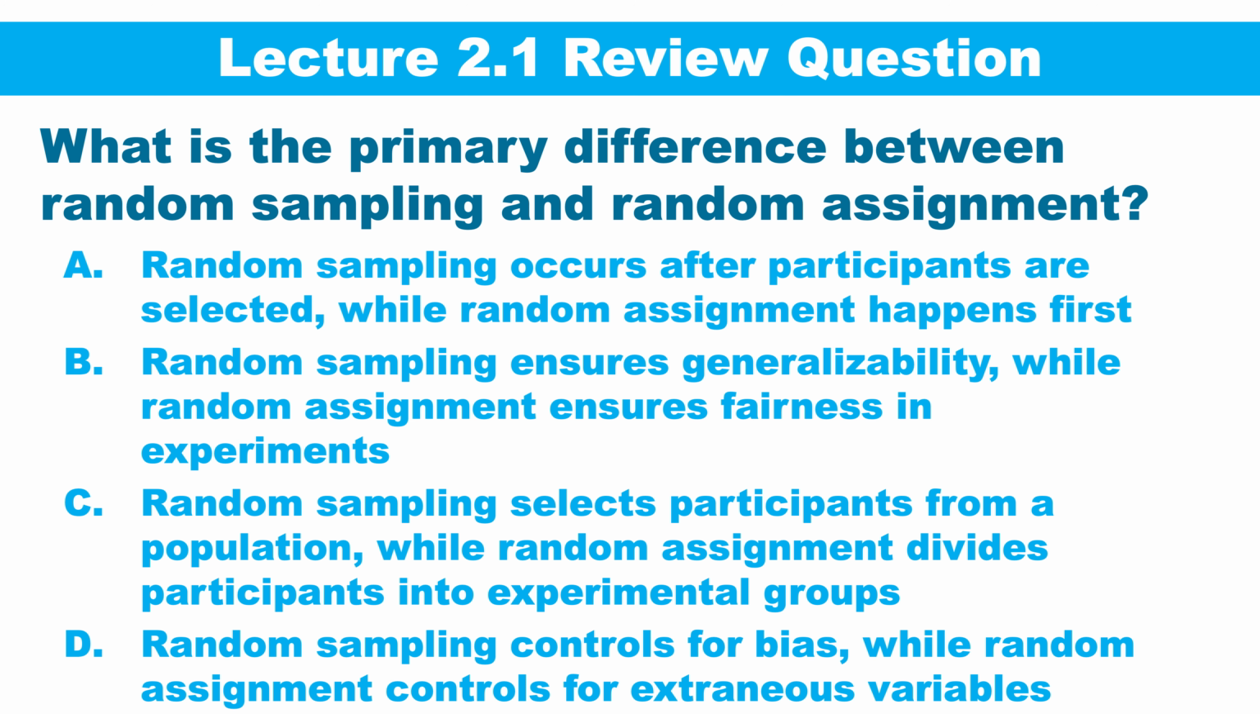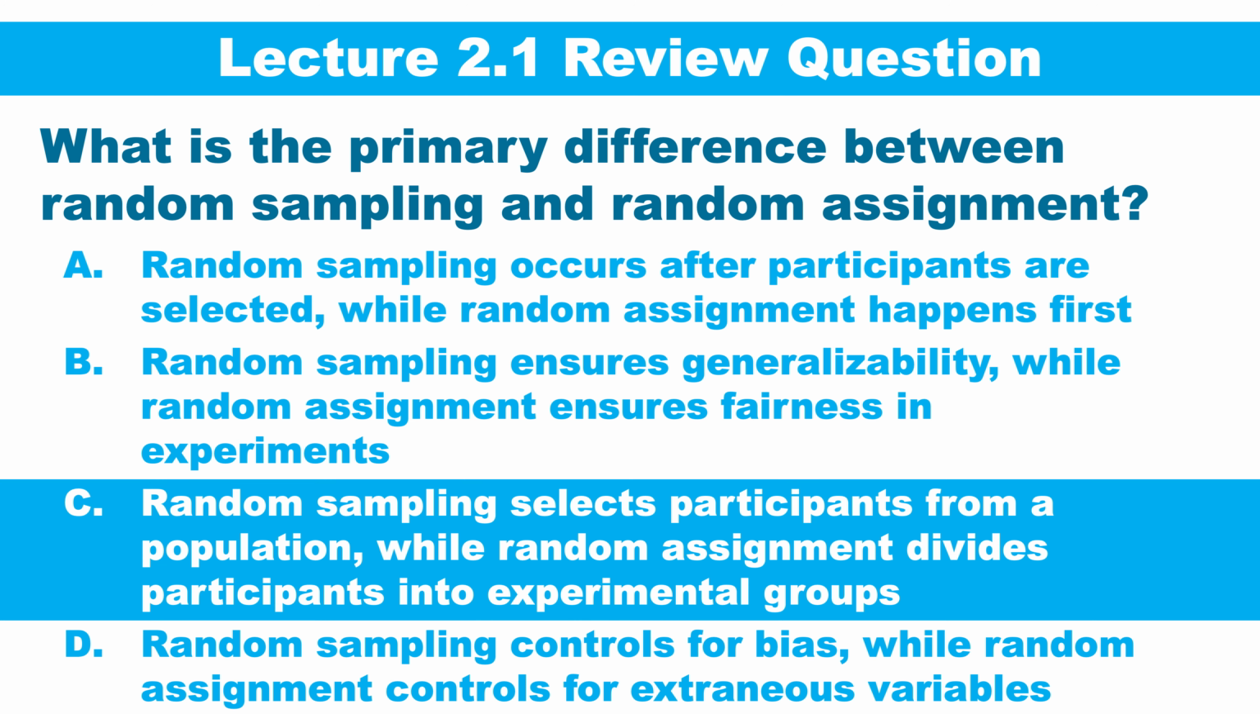The correct answer is C. Random sampling focuses on how participants are chosen, while random assignment focuses on how they're placed into conditions within a study. Great work. Now let me ask you something.